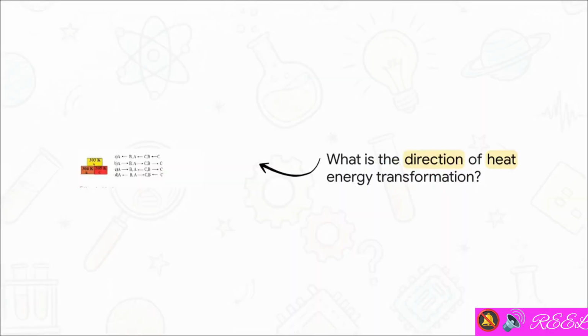Now, what's really interesting about this slide is the visual puzzle we have here. We've got 3 blocks touching each other. Block A is sitting at 303 Kelvin, Block B is at 304 Kelvin, and Block C is at 305 Kelvin. Based on the principles of thermodynamics, what is the possible direction of heat energy transformation between these specific blocks? You have 15 seconds. Tick-tock, time is almost up.